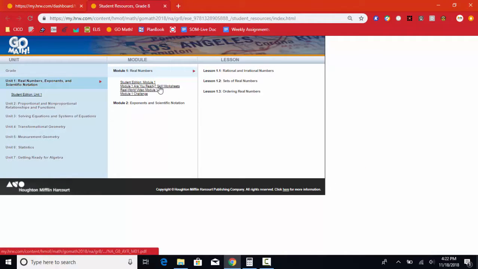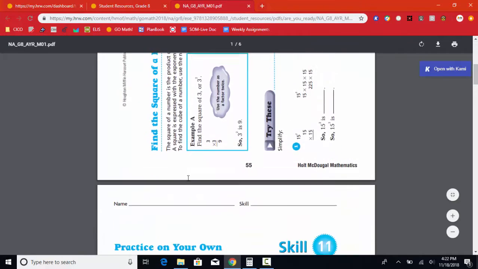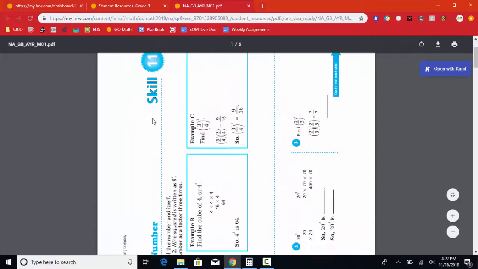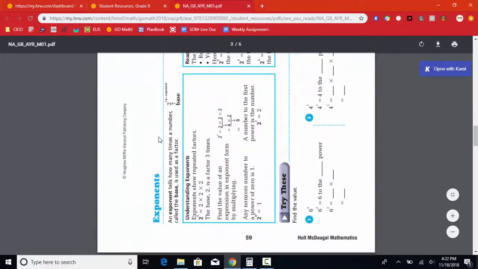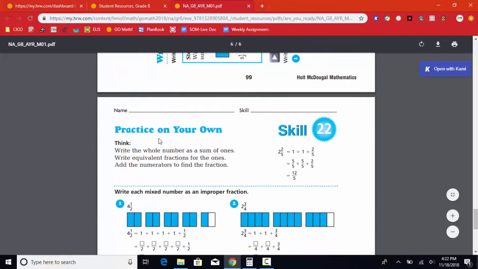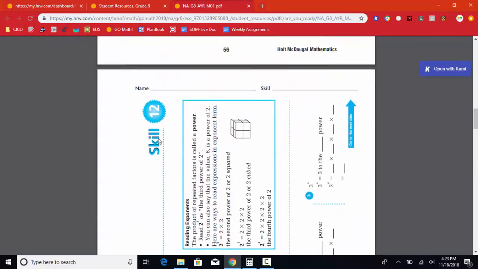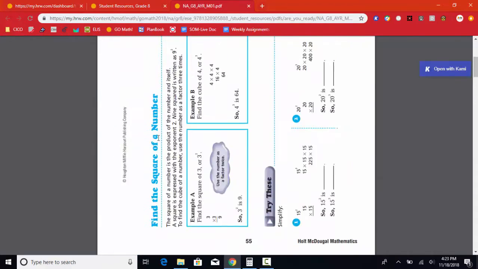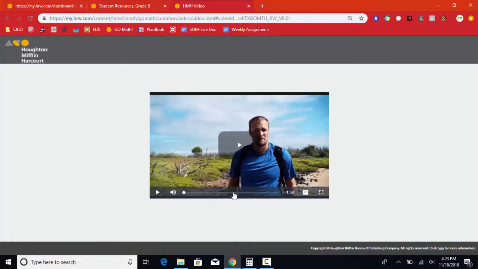They have the Are You Ready worksheets. It's just to see if you're ready to actually do what's in Module 1. This has skill 11, skill 12. These are skills that should be mastered to be able to do Module 1 in the 8th grade.